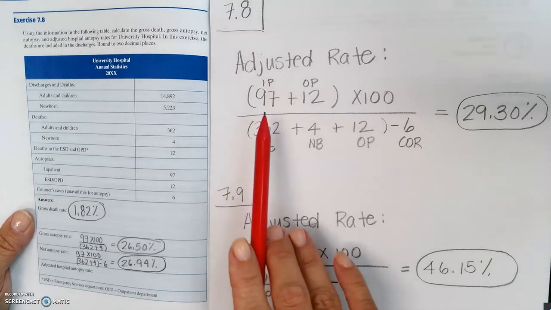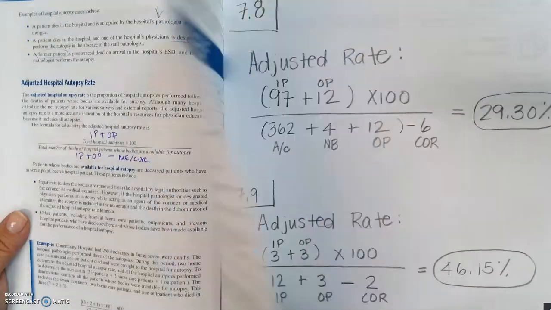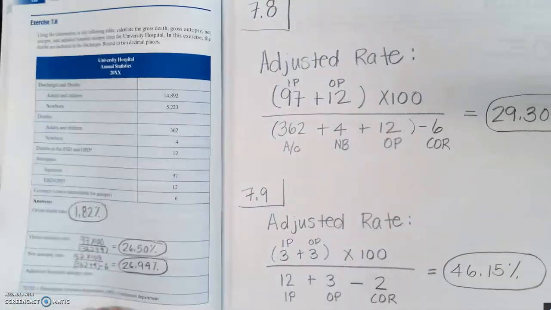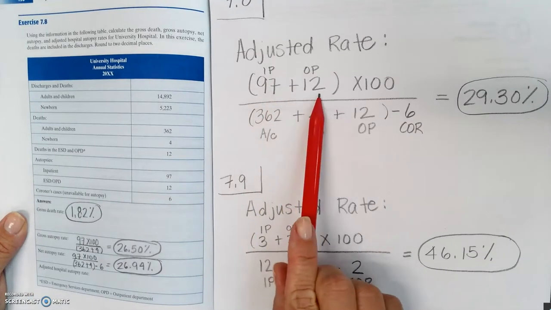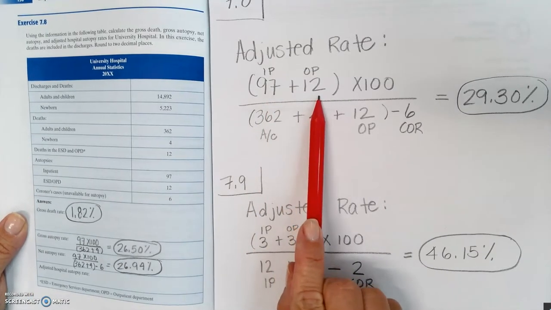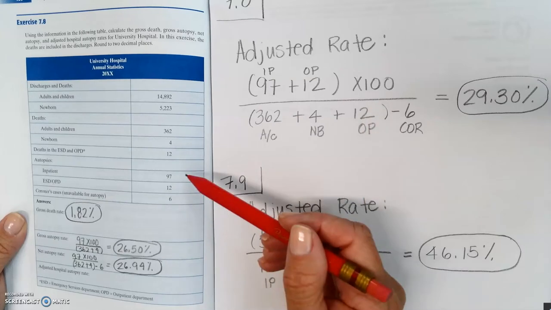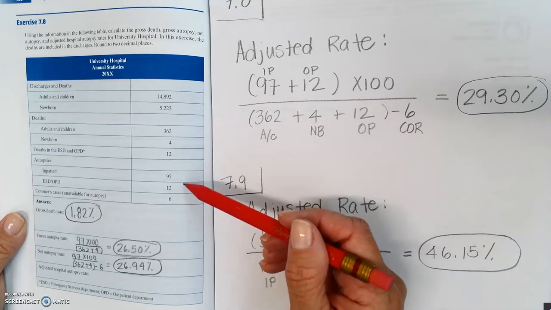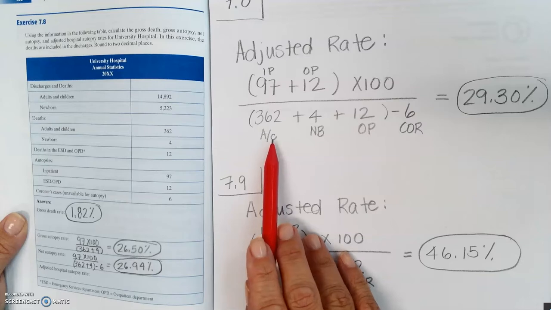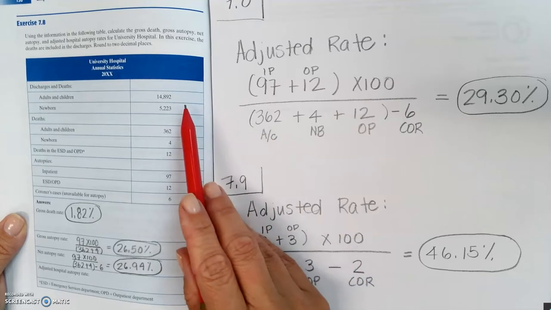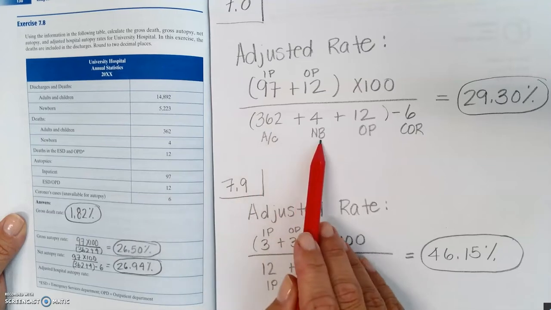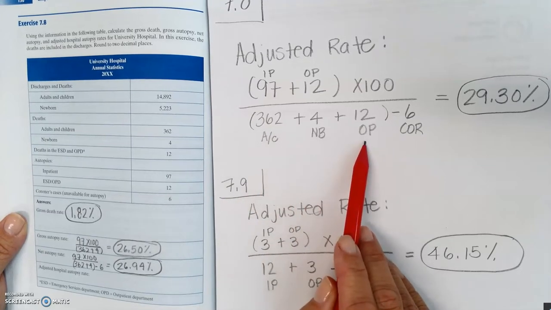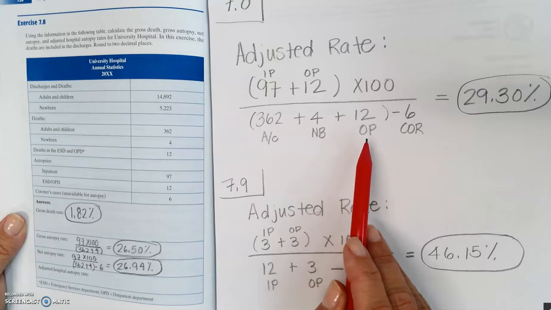So with the adjusted rate, remember, we're following the formula over here. Inpatient plus outpatient autopsies multiplied by 100. And see, I'm getting the information right here. Over, you need your total number of deaths. So you've got 362 adult and children, 4 newborn, and then 12 outpatients. You can't forget the 12 outpatient.